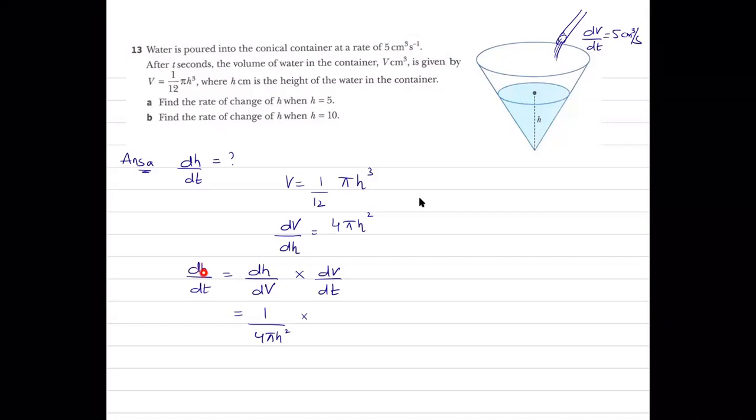if you see the question, I was asked to find dh by dt. So how do I apply the chain rule? I write dh over here, dt over here, and I write the other variable over here. So by considering this chain rule, dh over dv times dv over dt is going to give me dh over dt. Now, when I have dv by dh as 4 pi h square, then if you remember from the last class, I said that dh by dv is just the reciprocal of dv by dh.